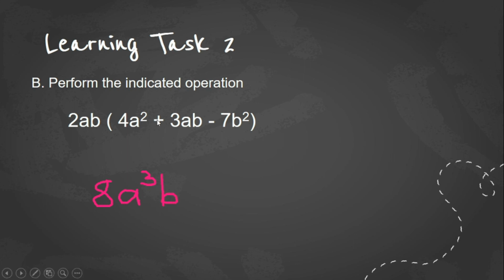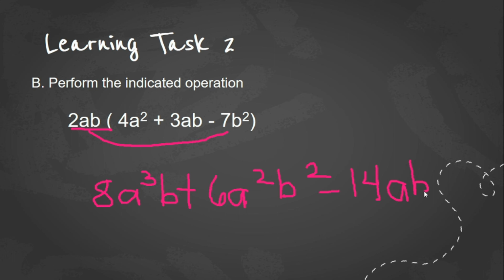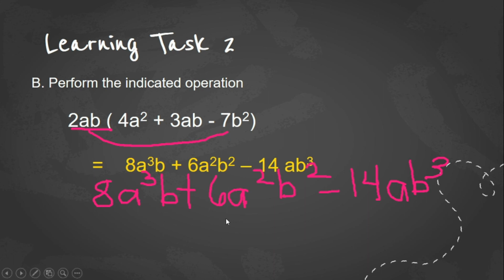So addition plus 2 times 3, that's 6. A times A, that's A squared. B times B, that's B squared. Next, ito naman. 2 times negative 7, that's negative 14. A times AB times B squared, wala nang A doon, so copy A. Si B naman, B times B squared, that's B cube. So we have this as our final answer: 8A cube B plus 6A squared B squared minus 14AB cube. Pareho, di ba? That's our final answer.